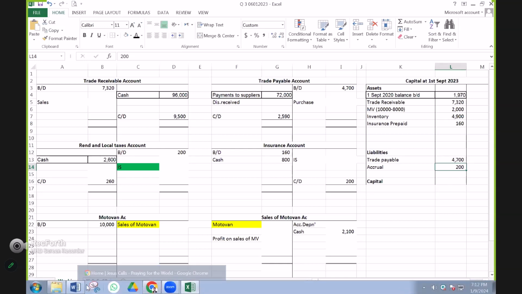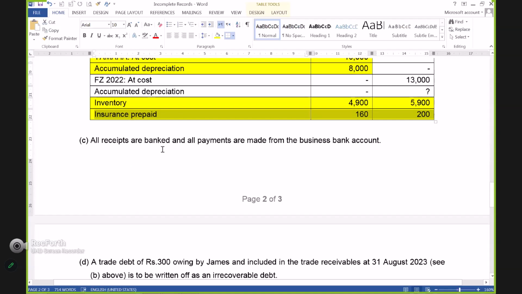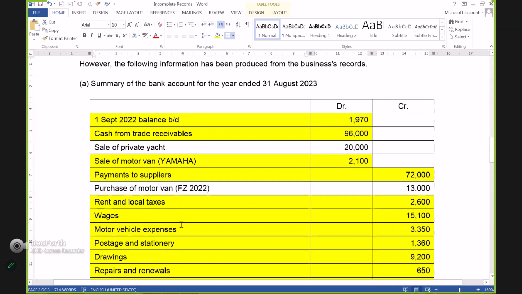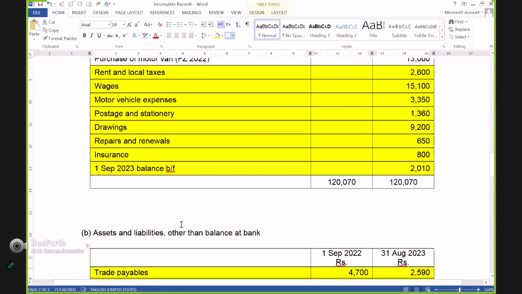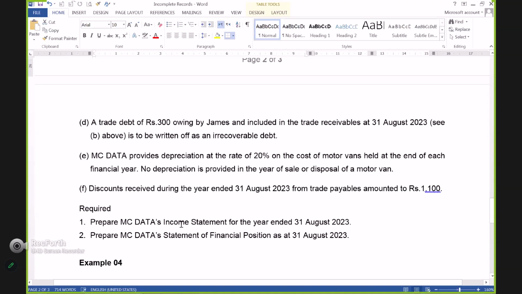What about the next one? All receipts are banked and all payments are made from the bank. Therefore, we already have the figures. We will see these things later. Now we will move to the next item.